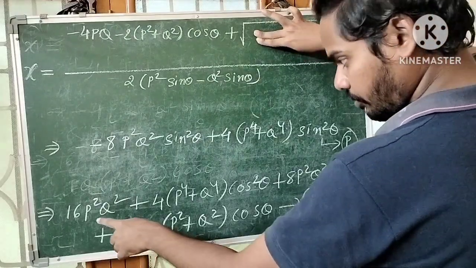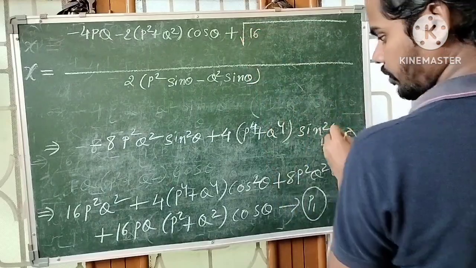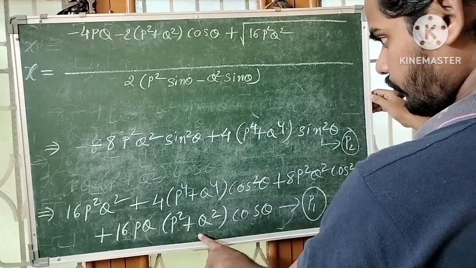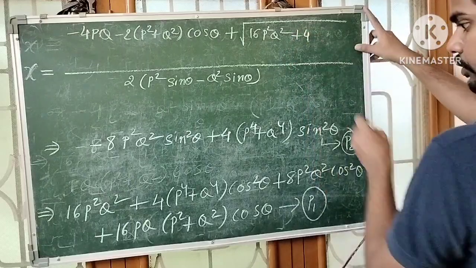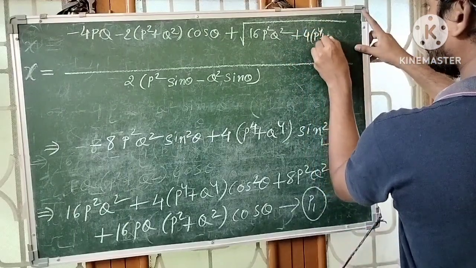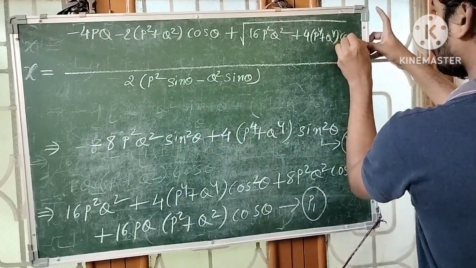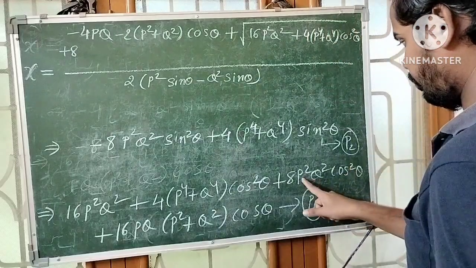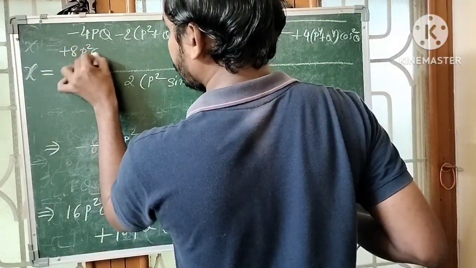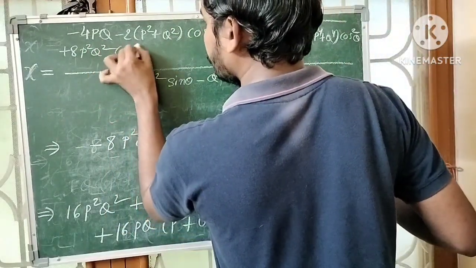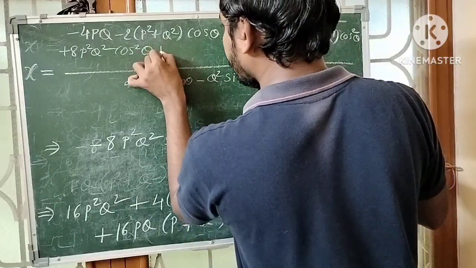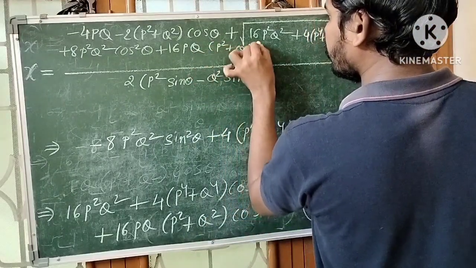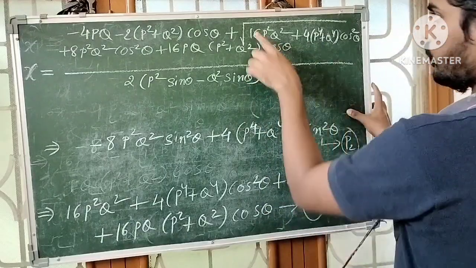So b square, part 1: 16 p square q square plus 4 into (p power 4 plus q power 4) into cos square theta plus 8 p square q square cos square theta, plus 16 pq (p square plus q square) cos theta. So this is b square part 1.